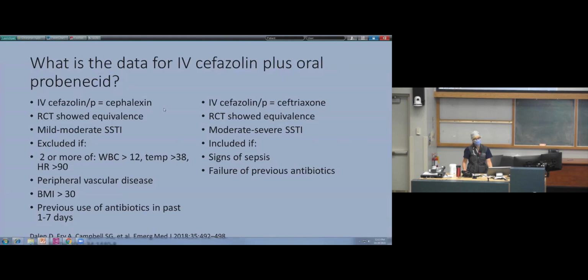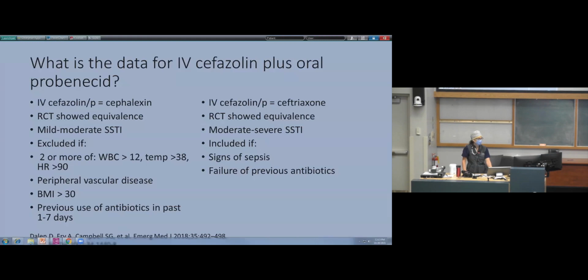Like maybe they don't even need to have IV at all. So let's compare IV cefazolin with oral probenecid to oral cefalexin and see. They also did a randomized control trial, but it was a totally different group of people. In fact, you were excluded from this trial if you had two or more signs of sepsis. So if you had a white blood count of 13 and a heart rate of 92 when you first came in to emerge, you were excluded from this trial.